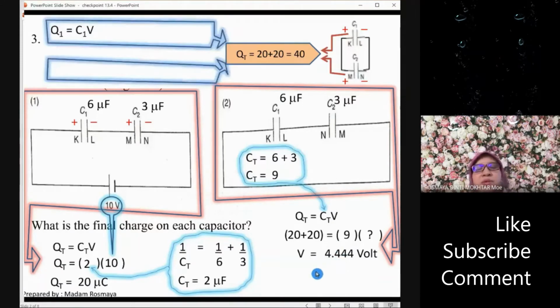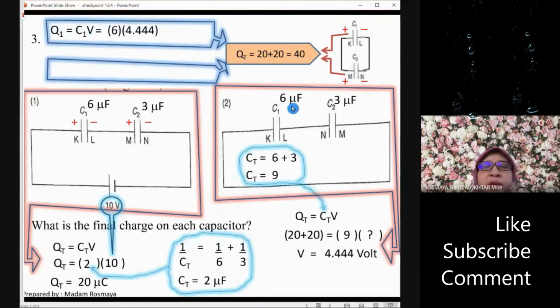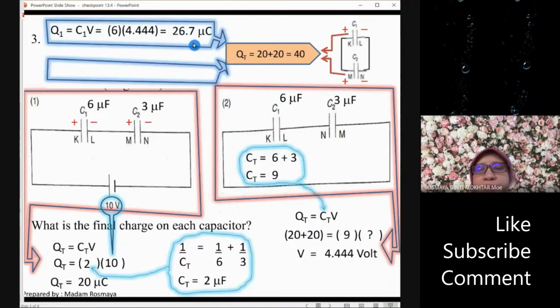Now after you got the voltage, that means the voltage across C1 and C2 is the same. So we can calculate the individual charge on each capacitance. The total charge must be the same, 40. We can check later. For capacitance 1, it has charge C1 times V. C1 is 6 microfarad, and the voltage we calculated just now is 4.44 volt. So you get 26.7 microcoulomb.